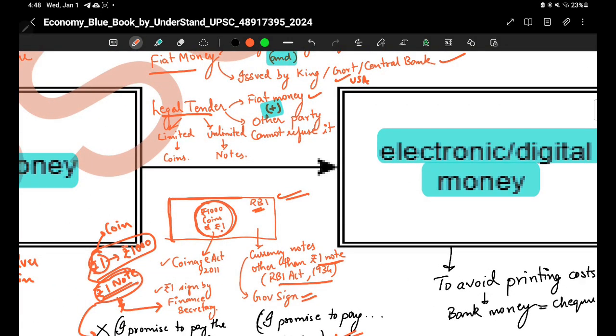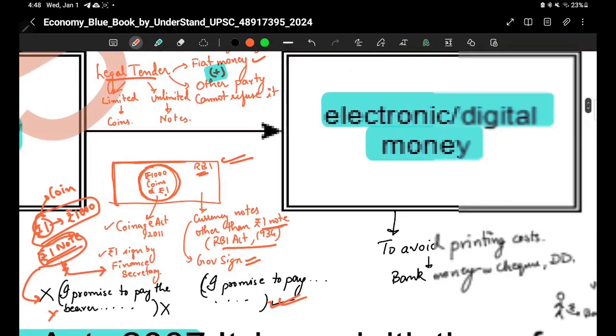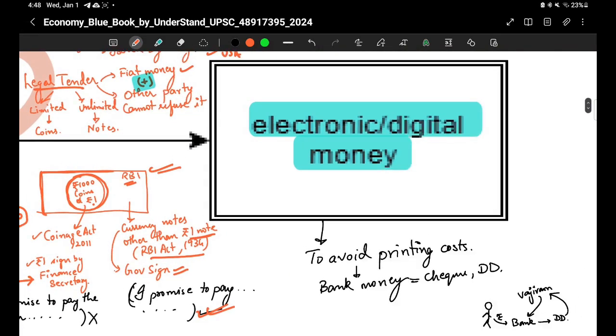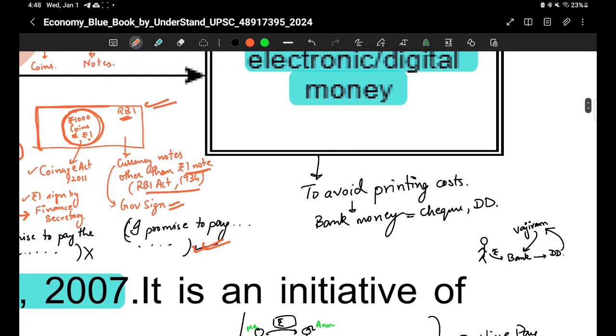Next, now there are some limitations to this paper money. What is the limitation? You need to print that money. It will take ink, it will take paper, it will take machines. So all this will cost a lot of money. So this is one limitation. So what did people do? People started inventing checks and demand drafts.